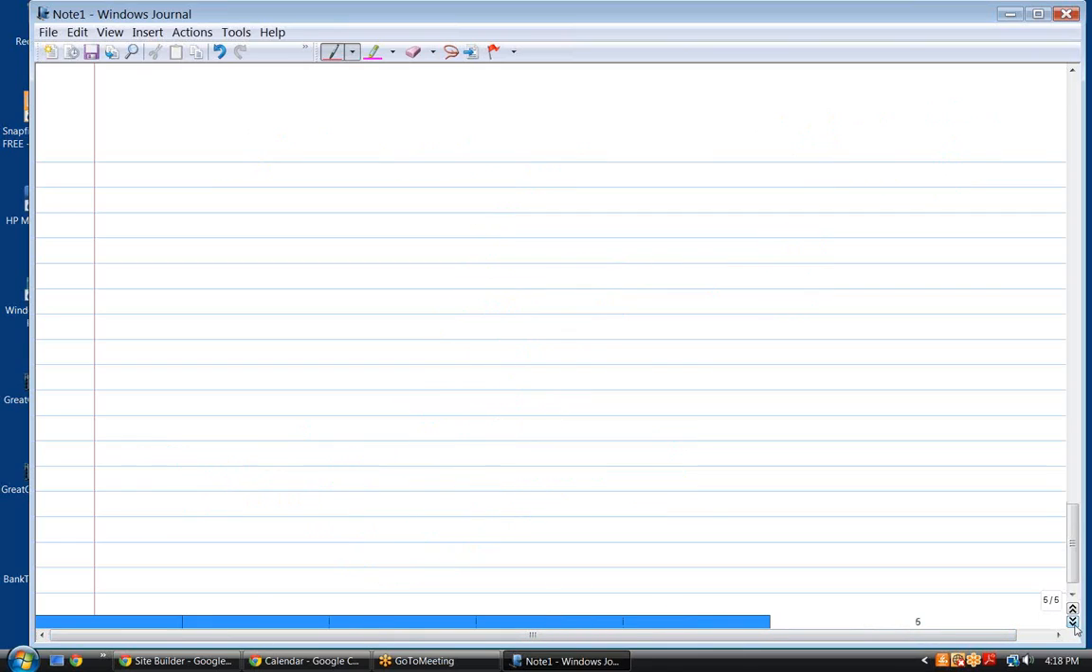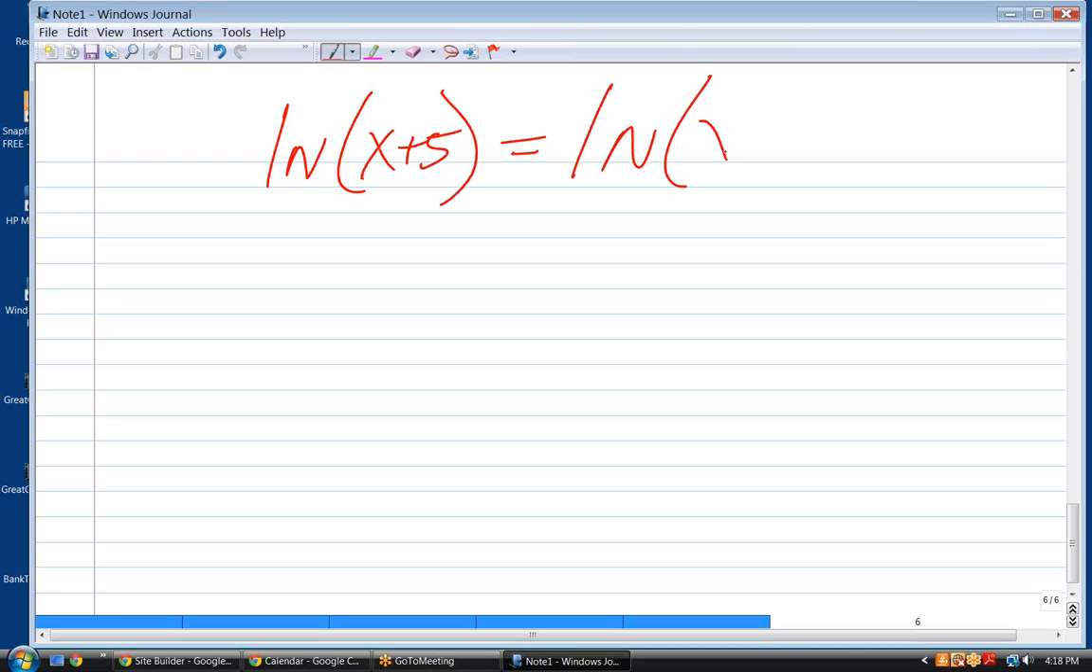Alright. Okay. Then let's go with the next one. Natural log of x plus 5 equals the natural log of x minus 1 minus the natural log of x plus 1. Okay?